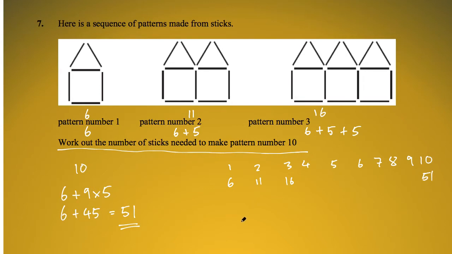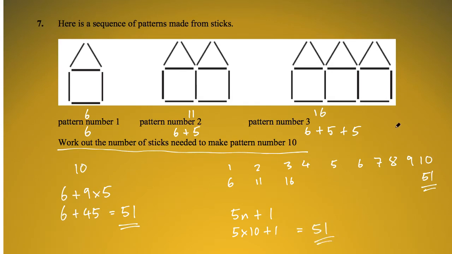And finally, a third method is to use algebraic sequences and say that this pattern that goes up in 5s is given by the formula 5n plus 1. Right, every time it's 5 lots of the pattern number plus an extra 1. So when we get to pattern 10, we'll be doing 5 times 10 plus 1, which equals 51.